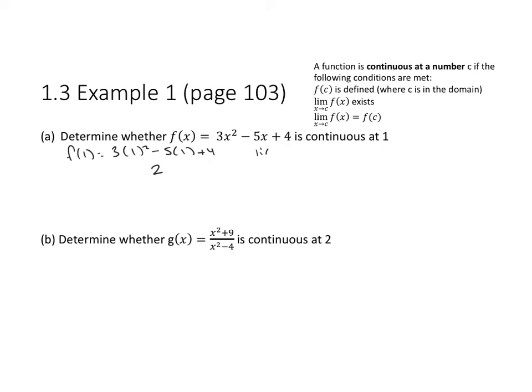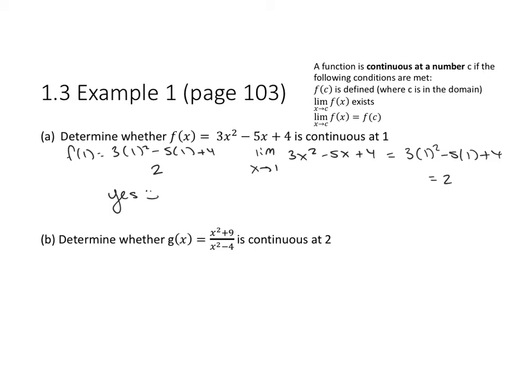Now let's look at the limit as x goes to 1 of 3x squared minus 5x plus 4. And we'll plug that 1 in. Again, we get 3 times 1 squared minus 5 times 1 plus 4, which is 2. So here we have the limit exists because it equaled a number, and the limit of the function equals the value of the function at x equals 1. So then yes, this is continuous.